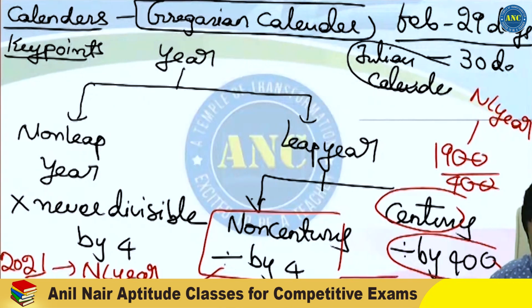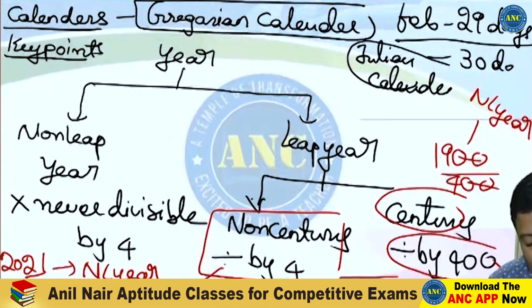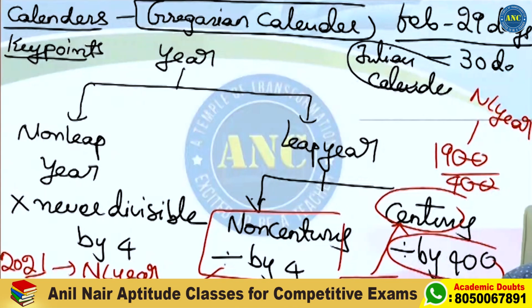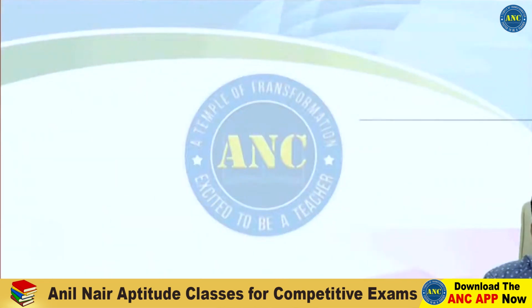2800. It is a century. A century should be divisible by 400. 28 divided by 4, remainder 0. So it is a leap year. Listen. A non-leap year is a year which is never divisible by 4. A leap year, if it is a century, should be divisible by 400. If it is a non-century, it should be divisible by 4. First key point.